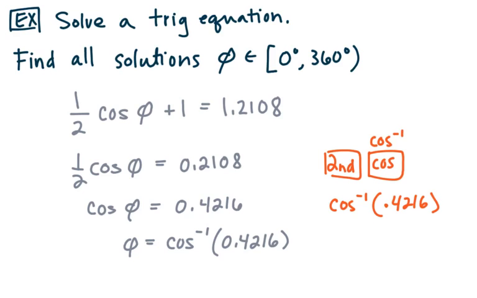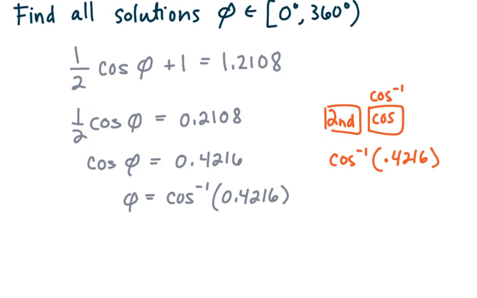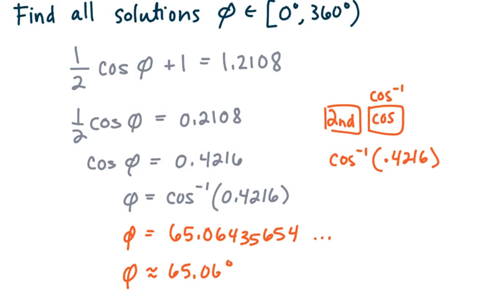So your calculator is going to give you one number. Your calculator doesn't give you multiple answers. Your calculator is going to tell you that phi is equal to 65.06435654, and those decimals keep going. But the calculator gives you one value. In this situation, we're going to round it and we'll just say phi is approximately 65.06 degrees.